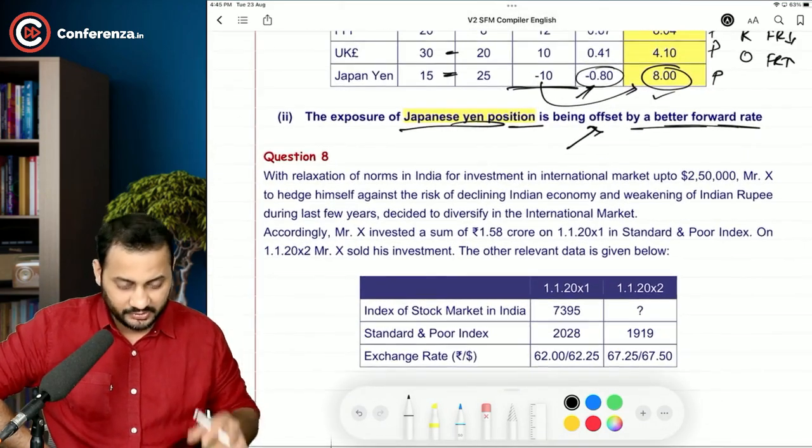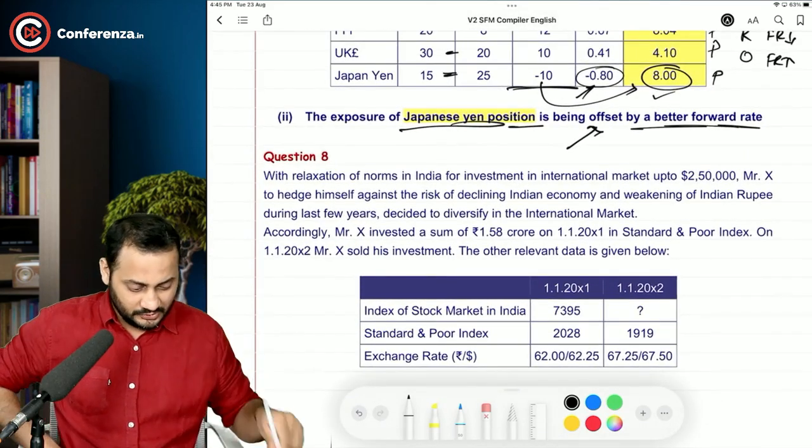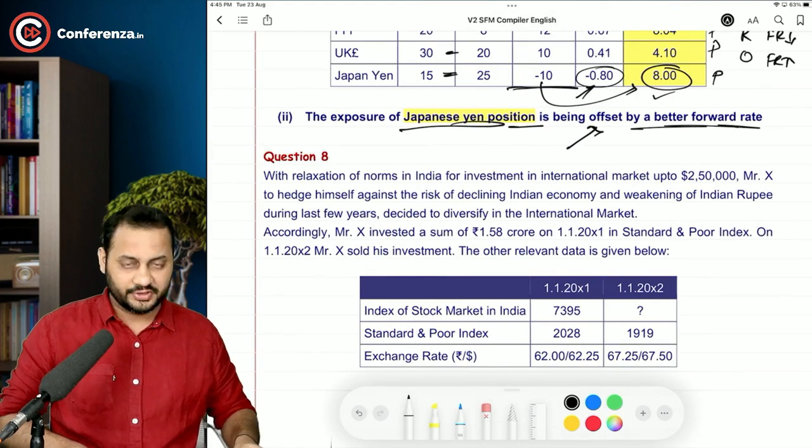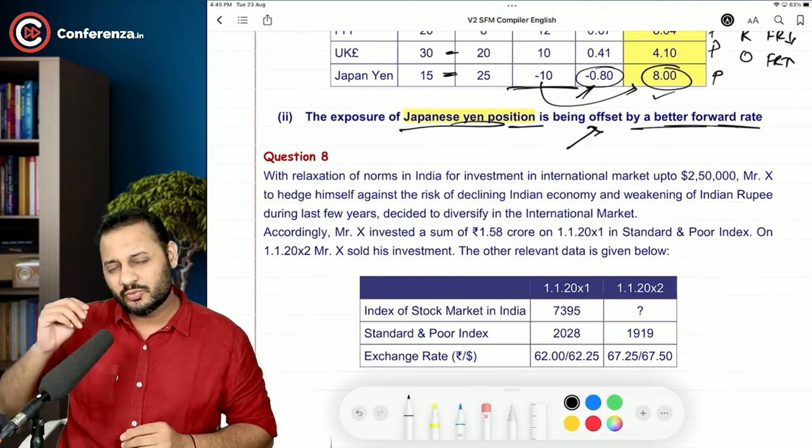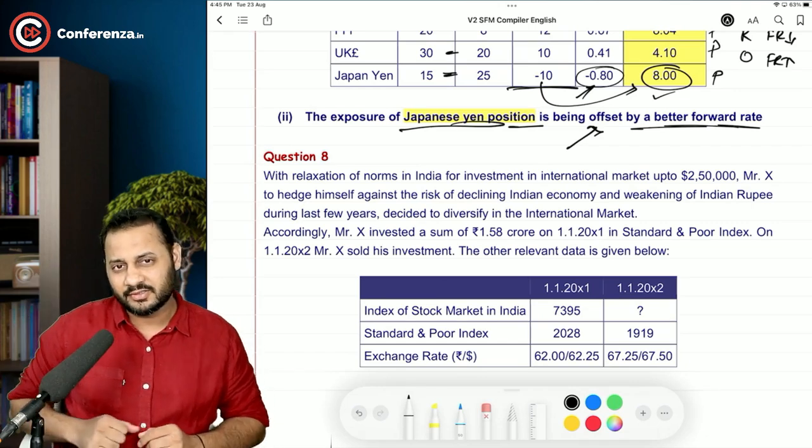Okay, let's come to question number 8 now. Interesting question. This is based on the returns we are going to calculate. So a small knowledge of portfolio management is required here.